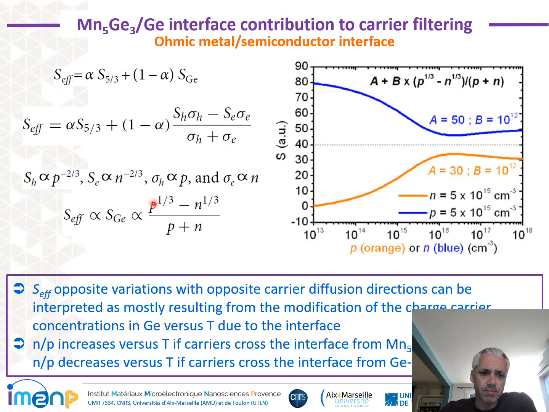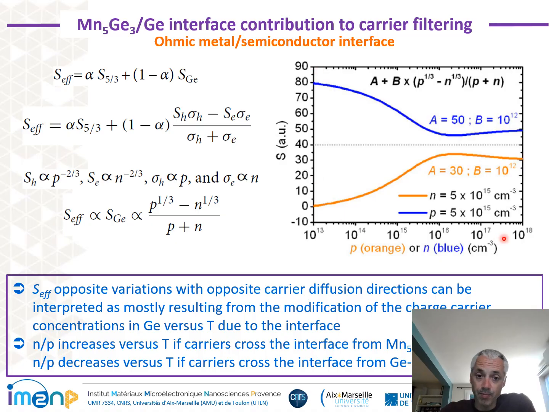Also, if we just consider that the Seebeck coefficient is proportional to the concentration of the carrier at the power minus 2/3 for the holes and the electrons, and also that the conductivity of holes or electrons is proportional to the concentration of holes or electrons, and also considering that this part here is almost constant, then the effective Seebeck coefficient is proportional to the germanium Seebeck coefficient, which is proportional to this fraction.